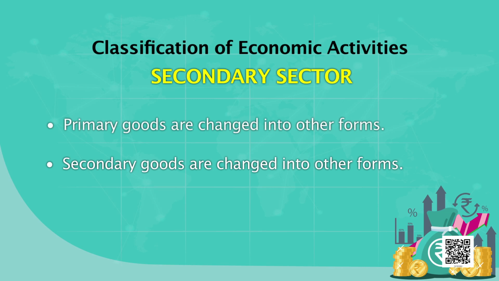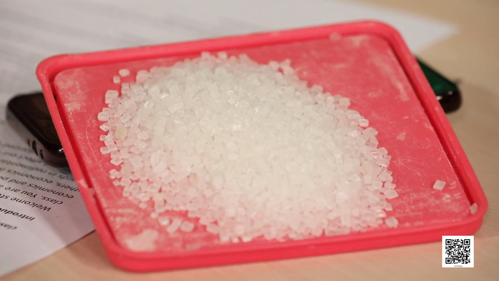But it is more than the manufacturing sector. Converting from a natural product to all other forms comes under the secondary sector. What is this? This is sugar. Where do you get sugar from? Sugarcane, from the fields. The farmers bring the sugarcane from the fields to the sugar mill, and then many chemicals are used to produce the sugar.